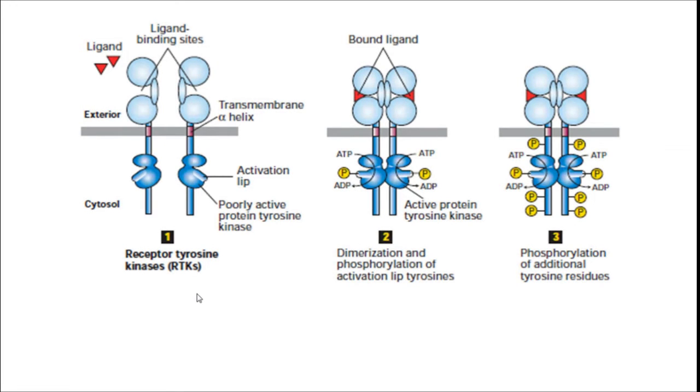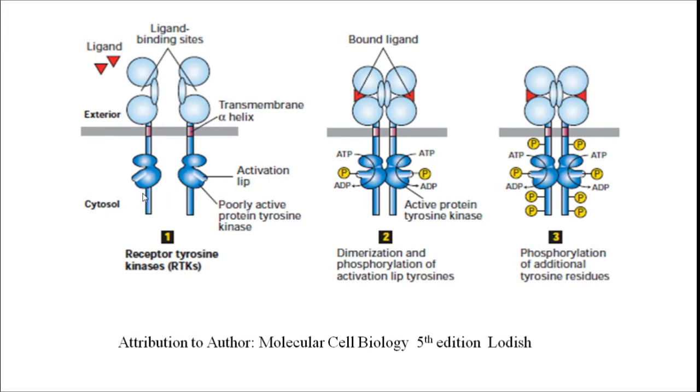So here you can see in this case, this is the receptor tyrosine kinase. It consists of dimers, two polypeptide chains will be there. So these are the ligand binding sites. This is the exterior portion of the receptor and this will be the intracellular domain.